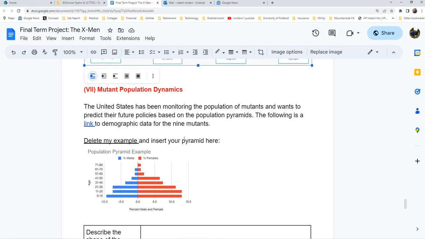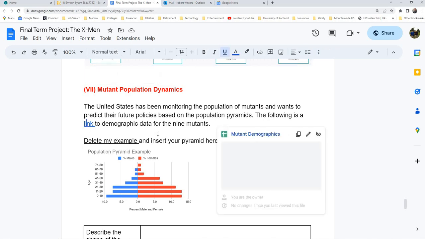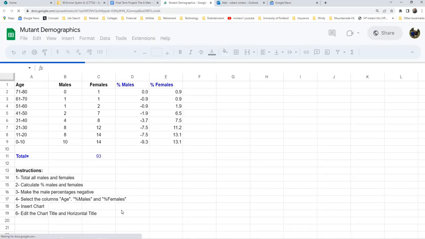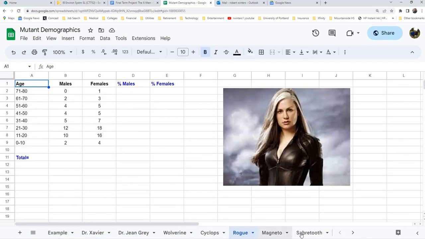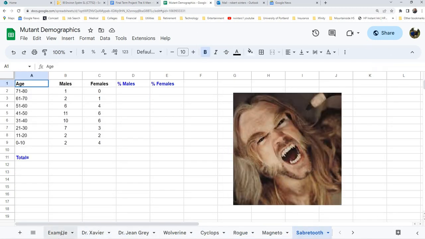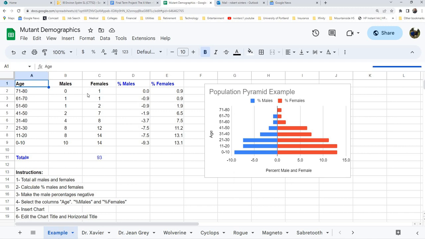Then we're going to go ahead and do population dynamics. Now, I have given an example here again, but you'll go linking over here. And let's go to the data I have collected for all of them. So you'll find the one that you were assigned here, right? I have given you an example right here. And I said for Winters, this is how many males and females and the ages. And I generated this pyramid.